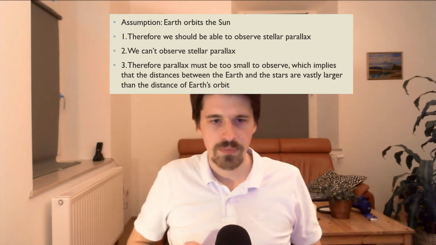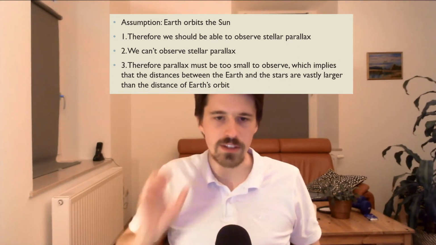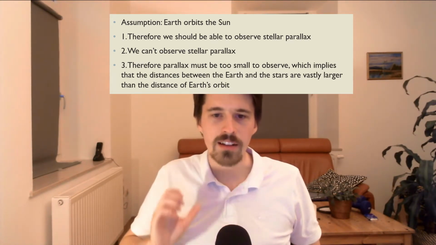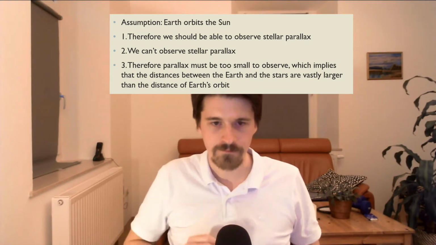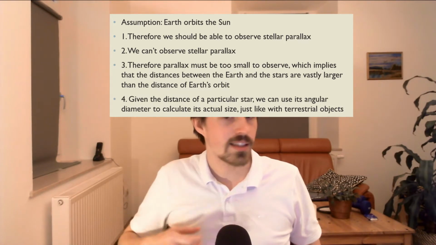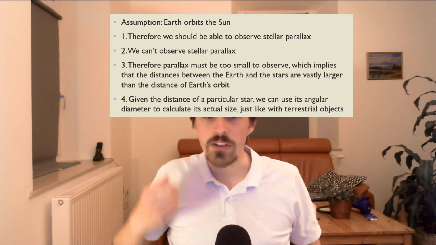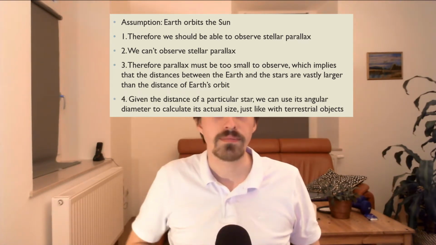Number four, if we know the distance of a star, we can use its angular diameter, that is how large it appears in our field of vision, to calculate its actual size, just like we can do for terrestrial objects.